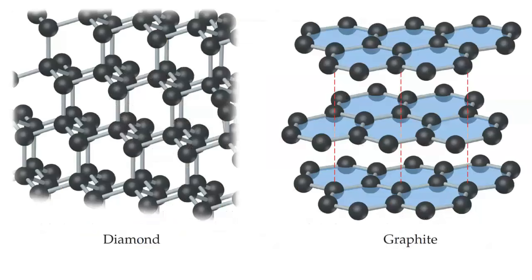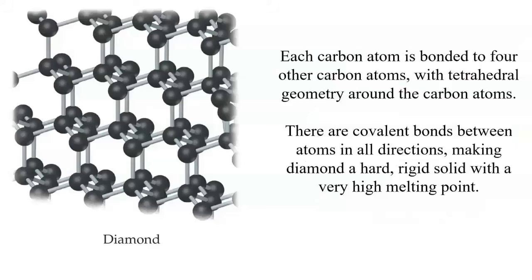So here's a close-up view of diamond and graphite. Diamond on the left, graphite on the right. For diamond, each carbon atom is bonded to 4 other carbon atoms with tetrahedral geometry around the carbon atoms. There are covalent bonds between atoms in all directions, making diamond a hard, rigid solid with a very high melting point.